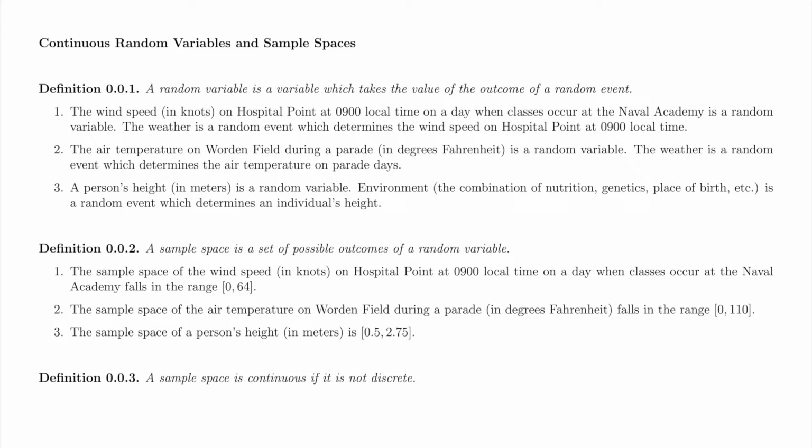In our last video, we defined discrete sample spaces as those that are countable. A continuous sample space is any sample space that is not discrete. A random variable is continuous if its underlying sample space is continuous. We will restrict attention to continuous random variables with sample spaces of the form [A, B], i.e. the interval of real numbers greater than or equal to A and less than or equal to B. All of the sample spaces listed above are continuous, and therefore all of the random variables listed above are continuous.